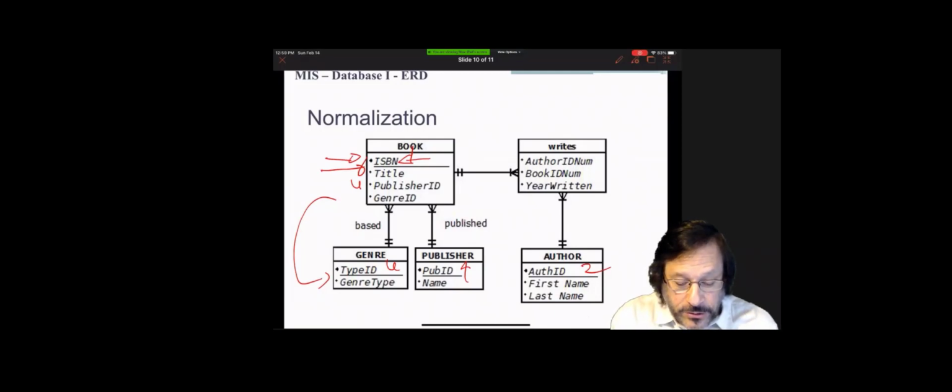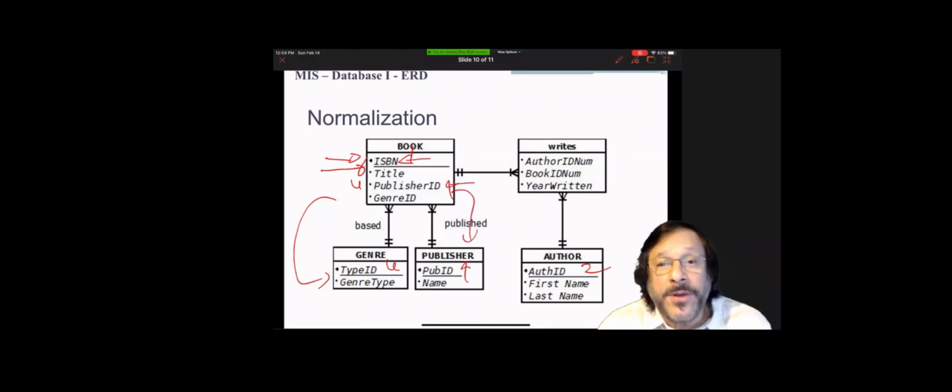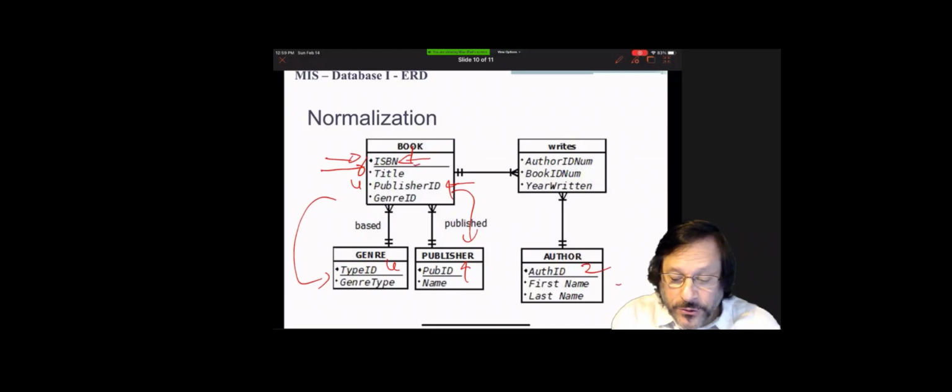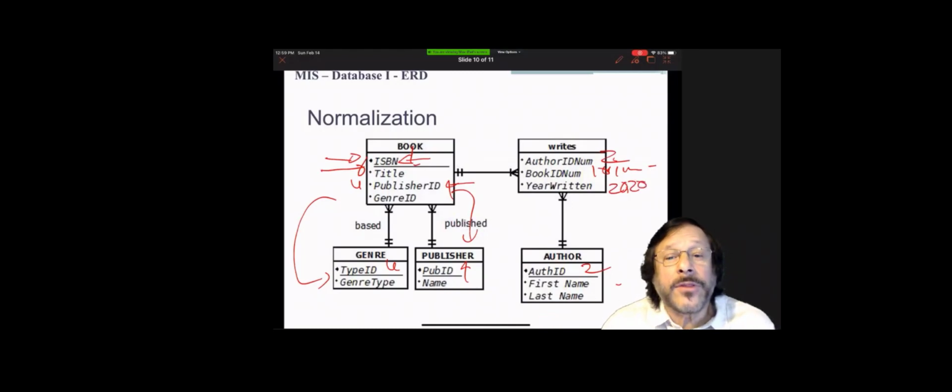The publisher's name there will be 4. That's going to be my Simon & Schuster. And then this is going to be written by this author here. So this book with the ISBN, whatever the number is, written by author 2, and that was written in 2020. This is how it's going to be used.